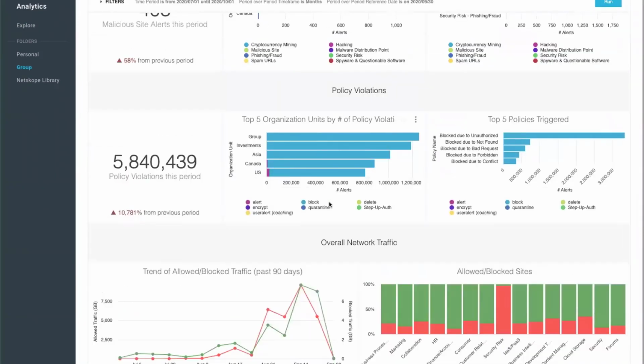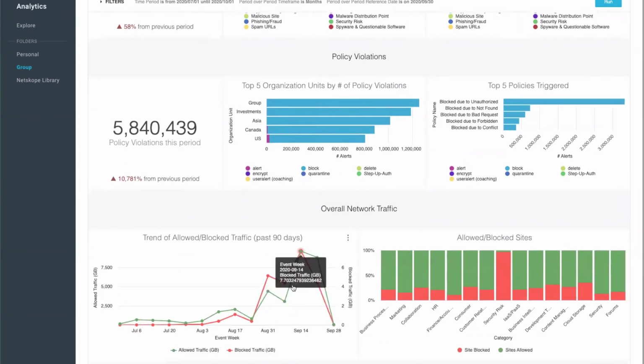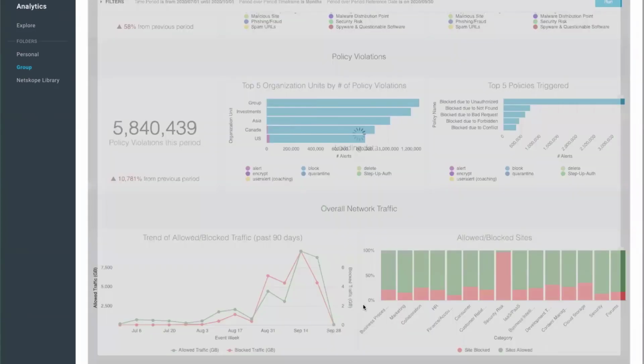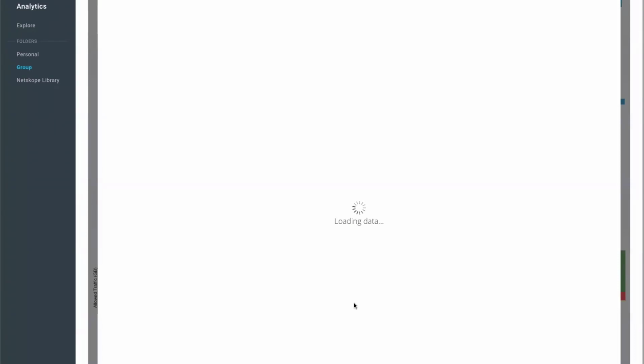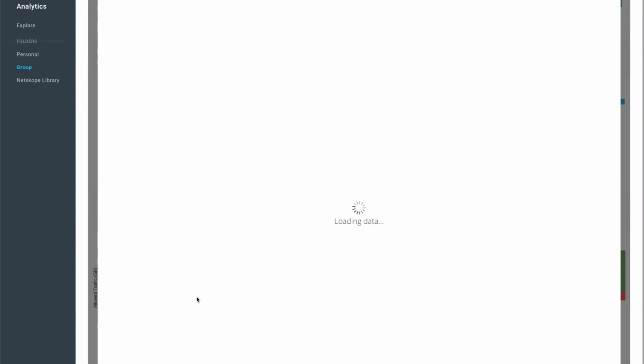I can also take a look at this by looking at trending, with this type of analysis, where I can start looking at changes in behavior. I've got these reports available, and I can look at specific event weeks. I can go to this by event date and try to identify why that change occurred. You can see here I've got much more detailed information per day, and I can start going through and looking at the specific activities.